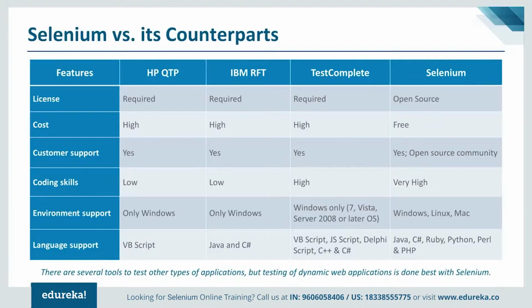Now, the first feature we're looking at is license. QTP requires you to be licensed by HP, similarly RFT by IBM and Test Complete by SmartBear Software. But Selenium is an open source tool and does not require a license to be used. These licensed products can be pretty expensive for just a single person to buy, but open source products can be used by just about anybody for free.